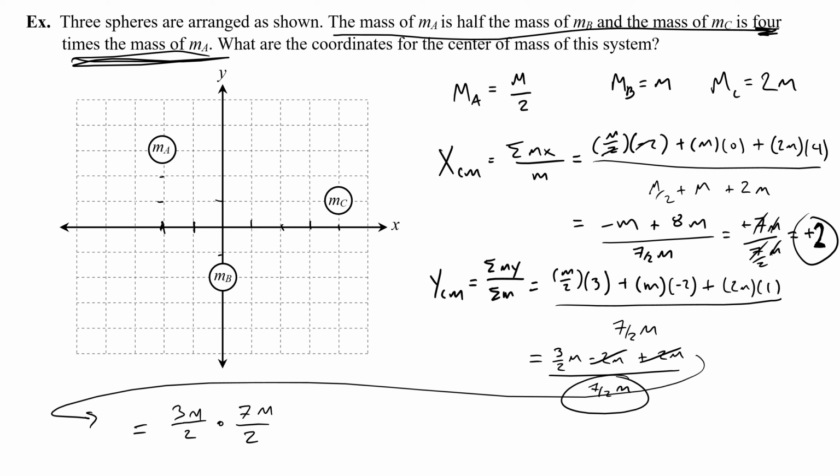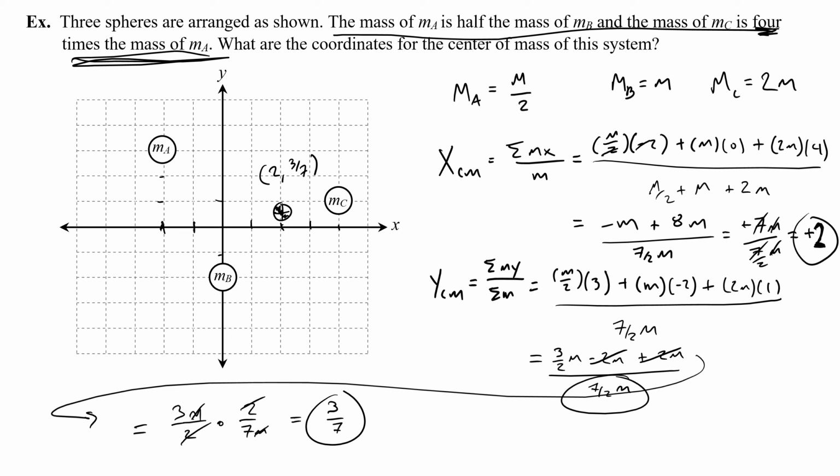Sorry, I said inverse. So 2 over 7m. And then the m's will cancel, the 2's will cancel, and I'll be left with 3/7. Okay, so my coordinates are going to be positive 2, so 1, 2, and then about 1/2 almost right about there at 2, 3/7.